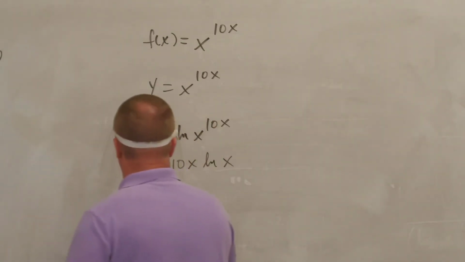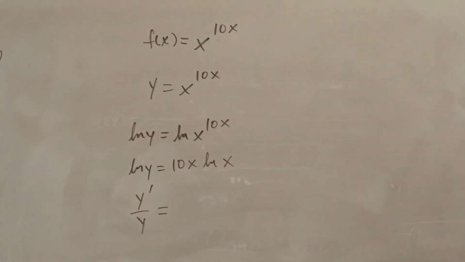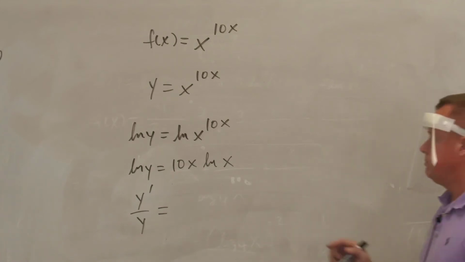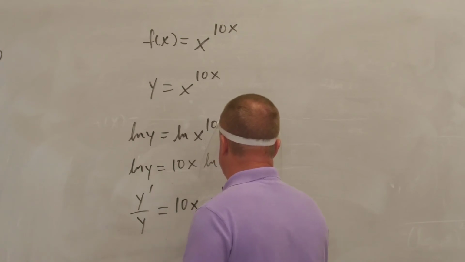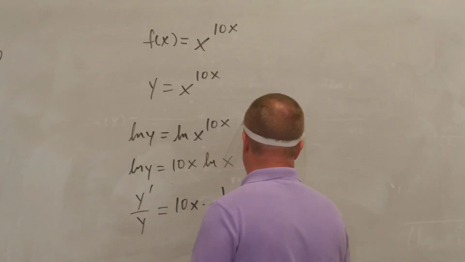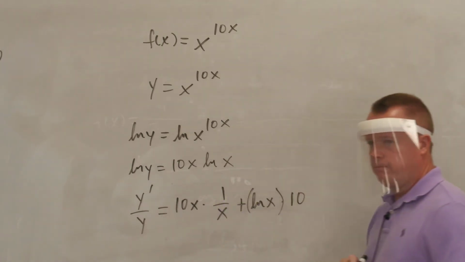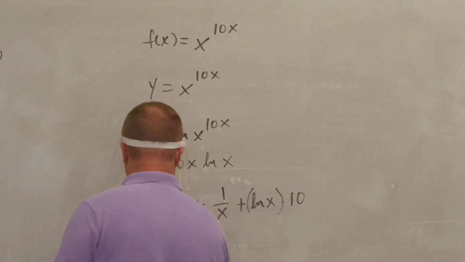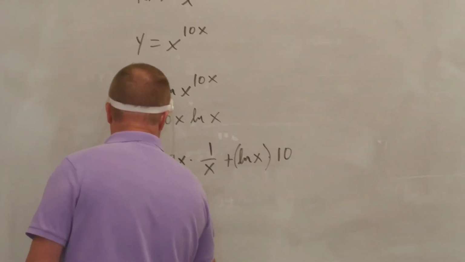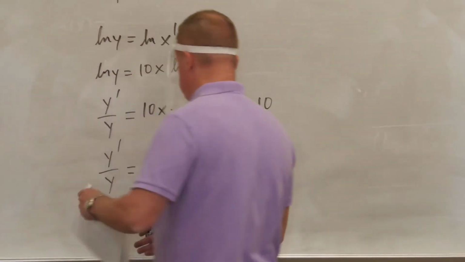Now ln y, again, that's y prime over y. Okay, on the right side now, do the product rule. So I would say the first times derivative of the second plus the second times derivative of the first. Okay. So product rule on the right. So now I would have y prime over y equals 10 plus 10 ln x.